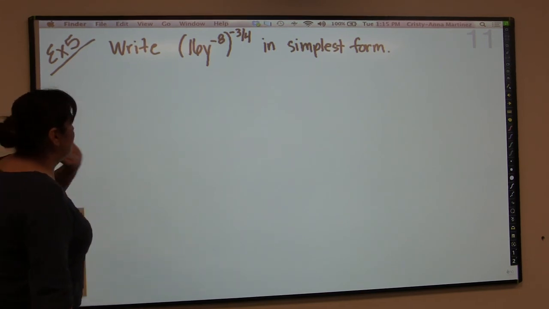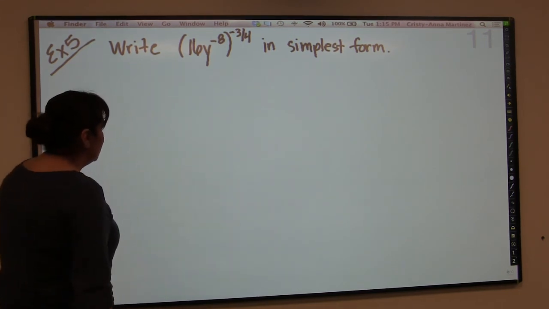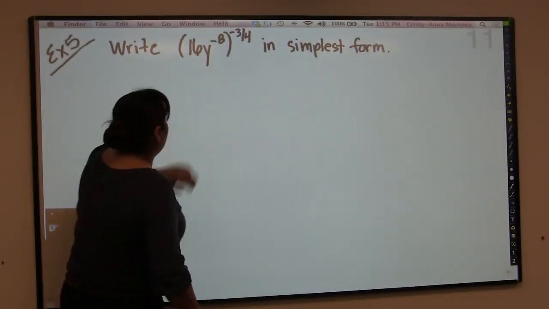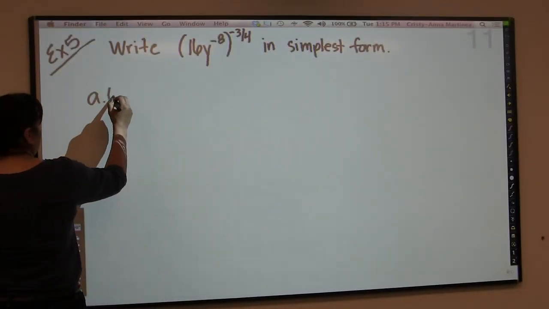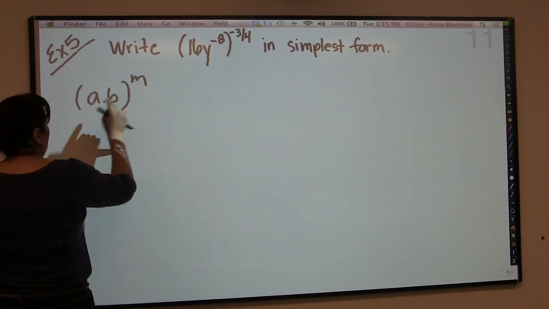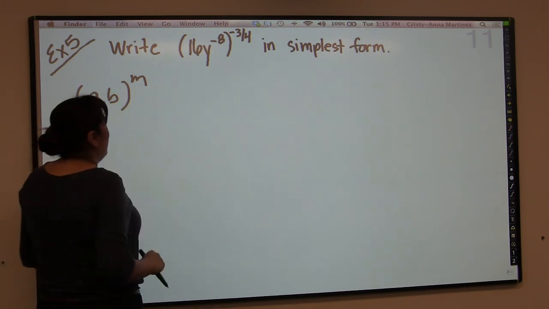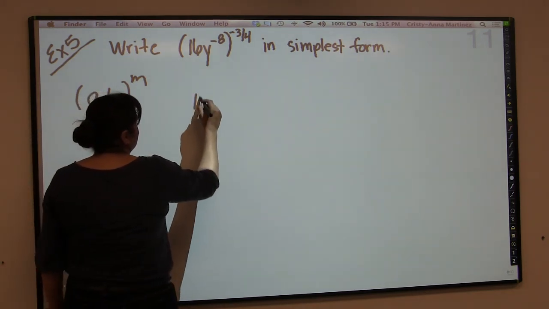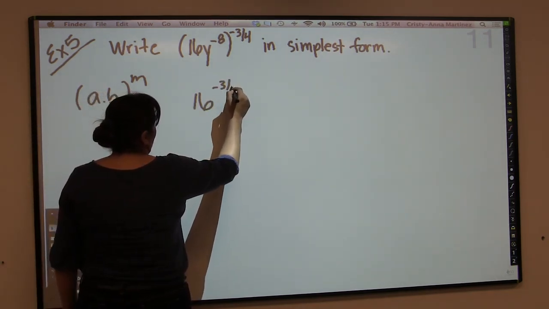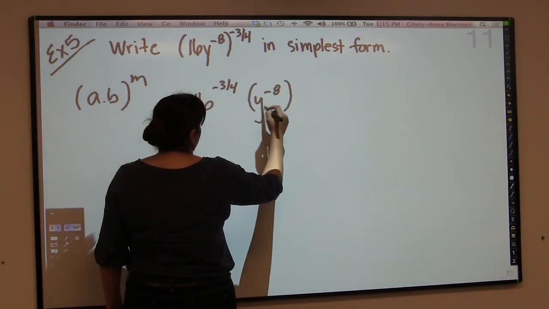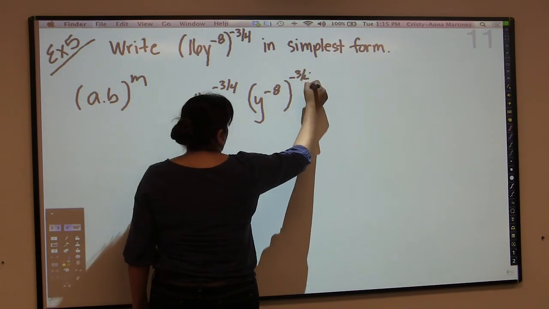They want us to write this expression in simplest form, which wouldn't include negative exponents. What's happening here is you've got two things inside the parentheses. So that's like the property where you had a times b to the m power. You have two different things being raised to a power, so we have to distribute that power to both. So that's going to be 16 to the negative 3/4 power. And then you have y to the negative 8 power, and then that has to be raised to the negative 3/4 power.